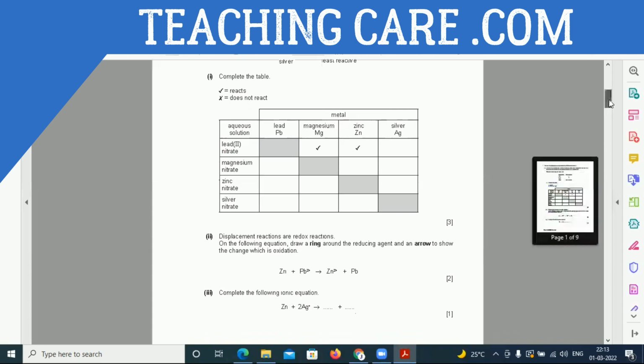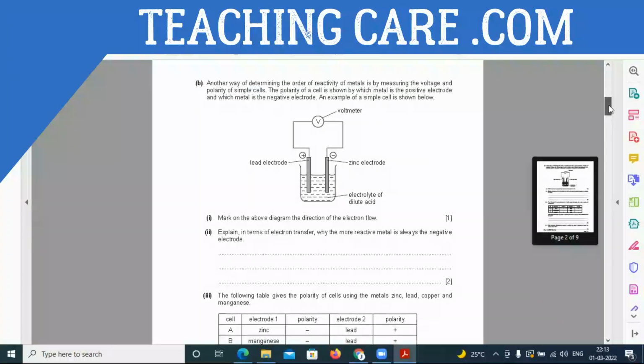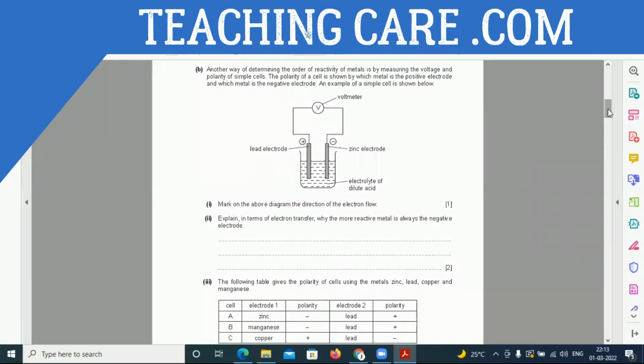Okay, I'm done. What does polarity of simple cell mean? What does polarity mean? Polarity means the charges. Poles are created, positive and negative charges. Oh, okay.